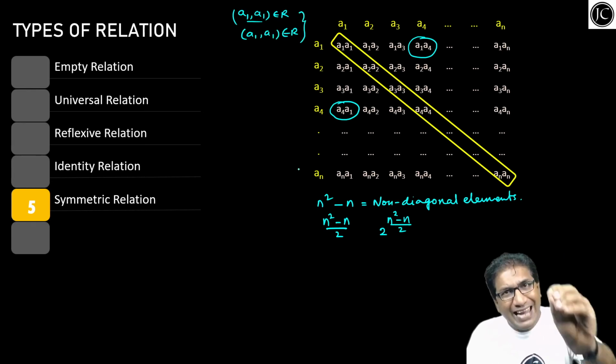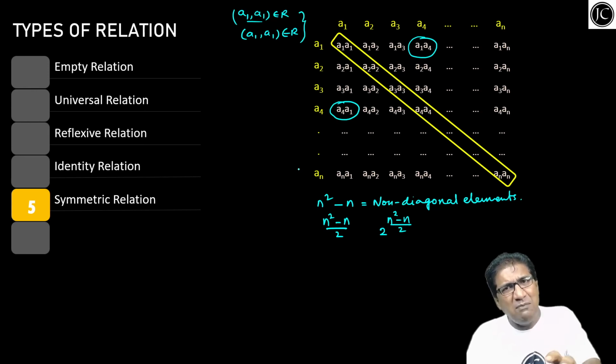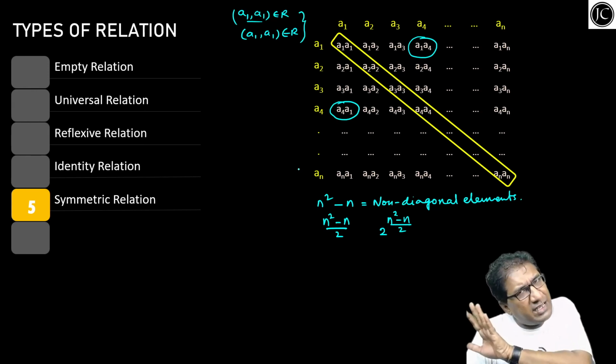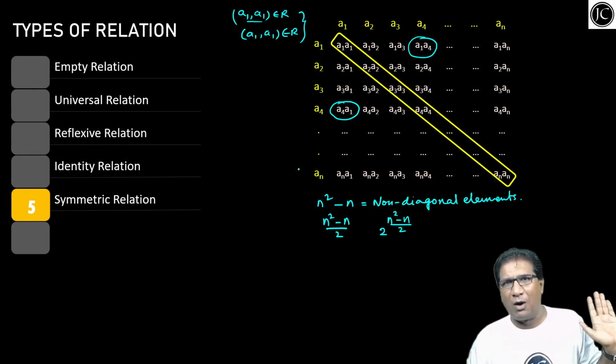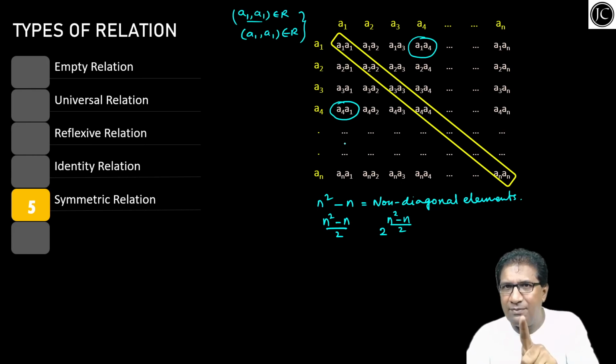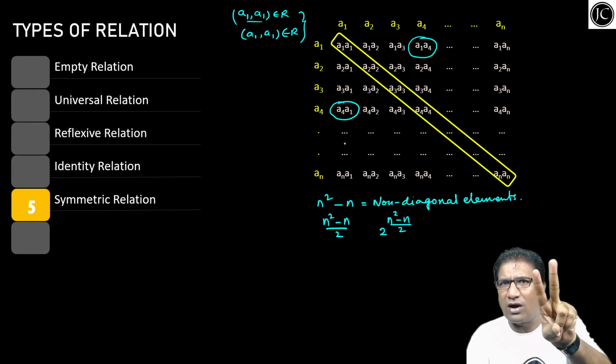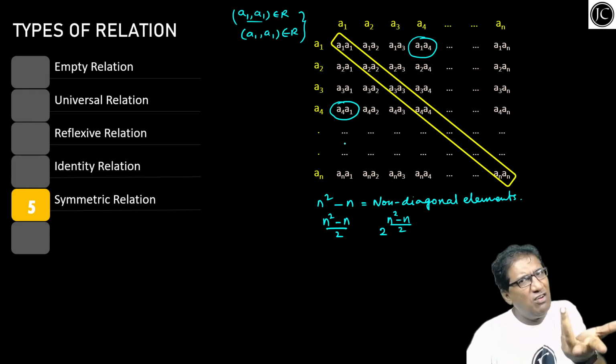That means diagonal elements, if diagonal elements are present there, it has no problem. Even if it is not present, then also it has no problem. Is it clear? So how many diagonal elements do I have? n number of diagonal elements are there. So for each element, how many choices do you have? Two choices. Either you will take it or you will not take it.